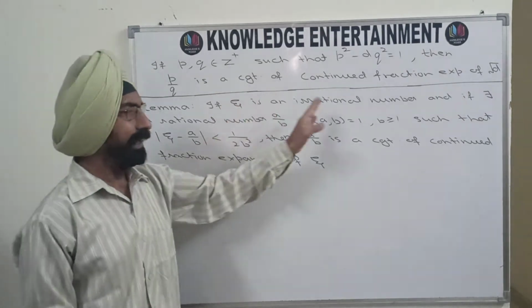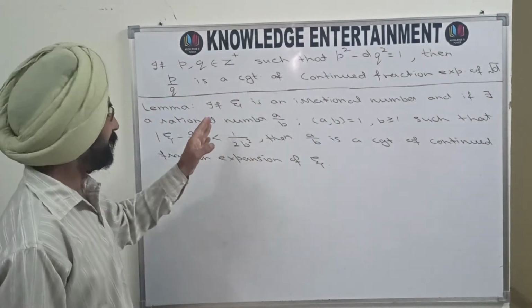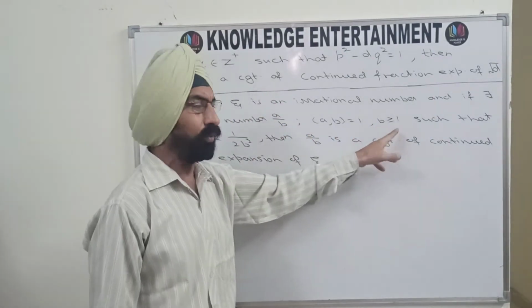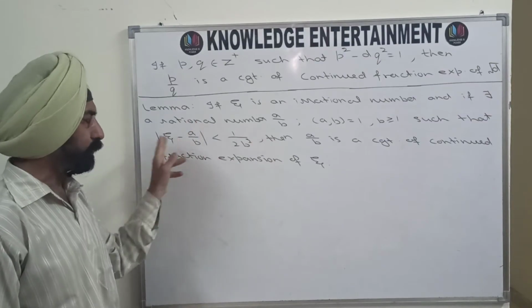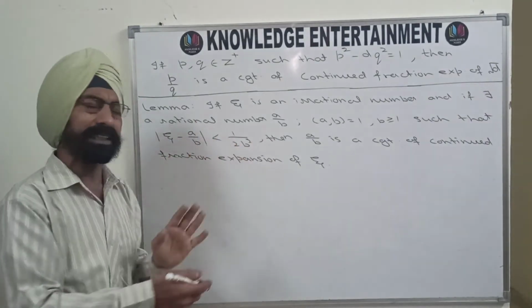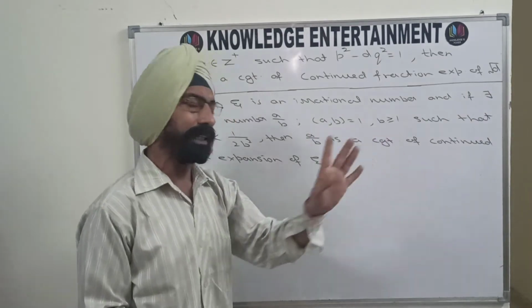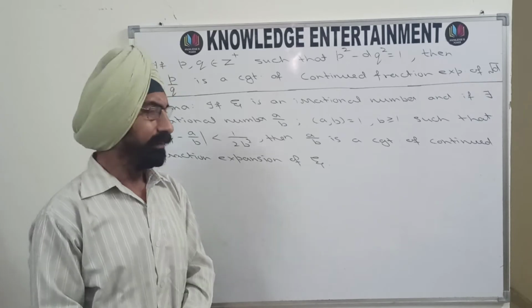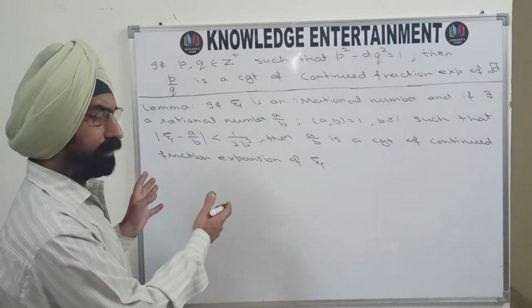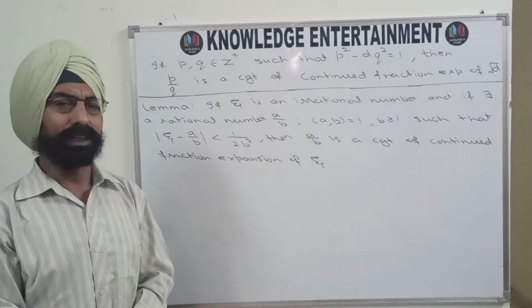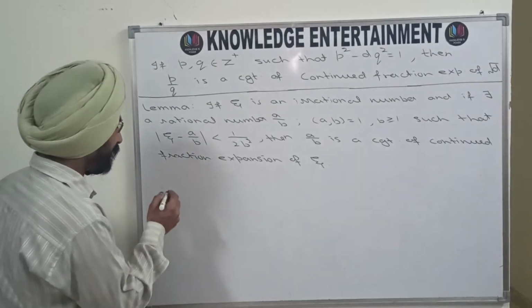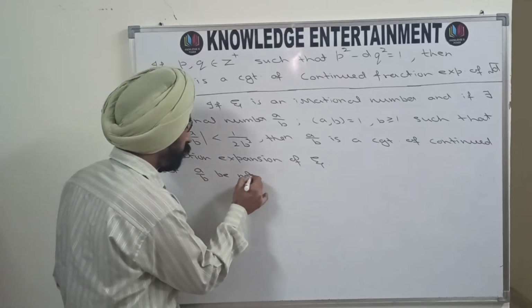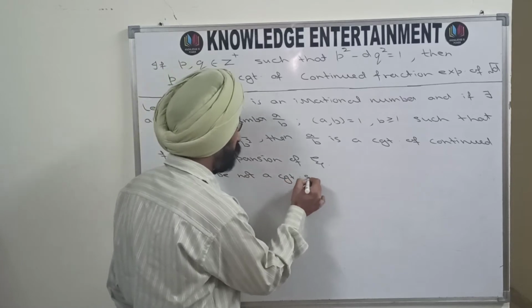So this we will prove first before going on to the theorem. We are given that xi is an irrational number, and we are also given that there is a rational number a upon b in its lowest form with b greater than or equal to 1, such that mod of xi minus a upon b is less than 1 upon 2b squared. We have to show that a upon b is a convergent of the continued fraction expansion of xi. We will prove it by the method of contradiction. So let a upon b be not a convergent of the continued fraction of xi.